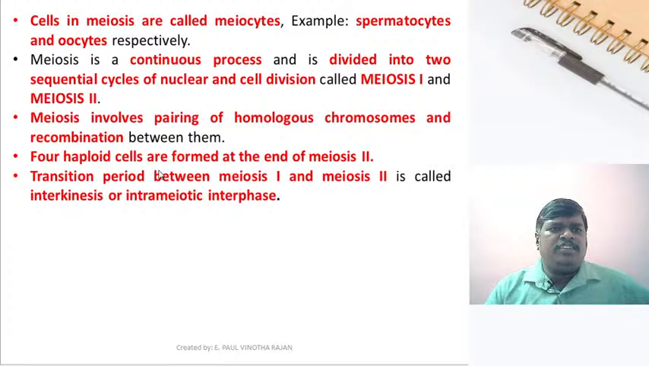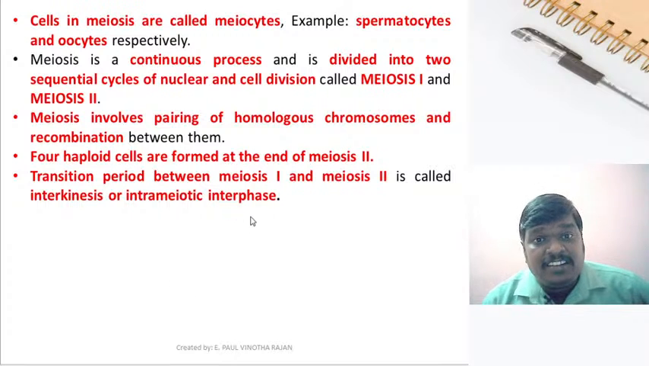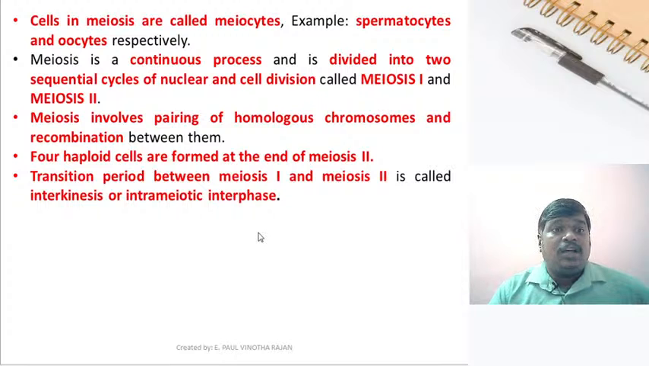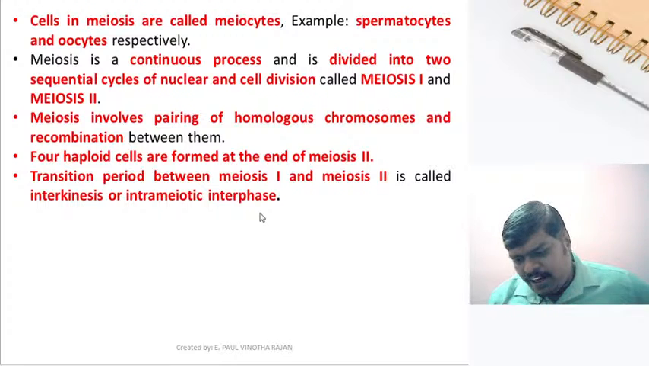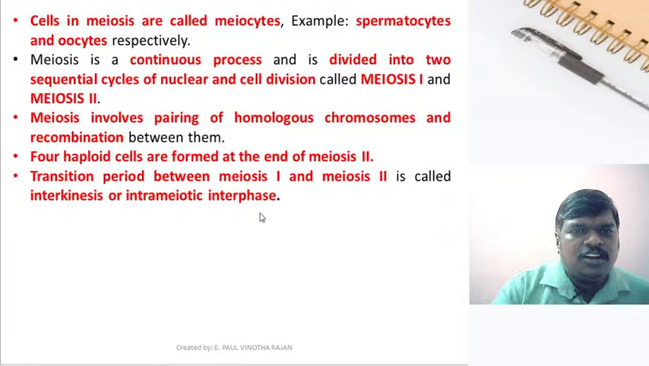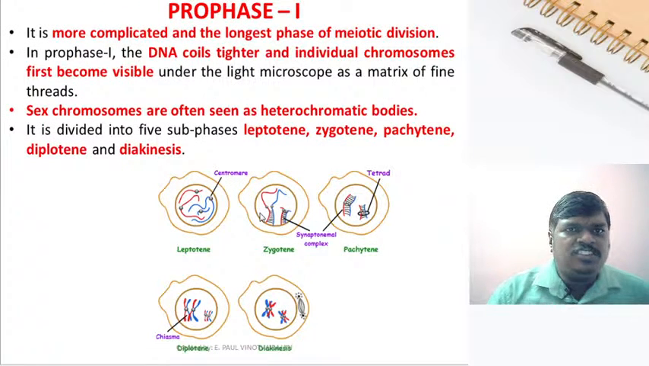At the end of meiosis, 4 haploid cells are formed, and the transitional phase between meiosis 1 and meiosis 2 is called interkinesis, or intrameiotic interphase. So this is about the clear idea about meiosis. Now we'll move on to the phases. First, prophase 1.